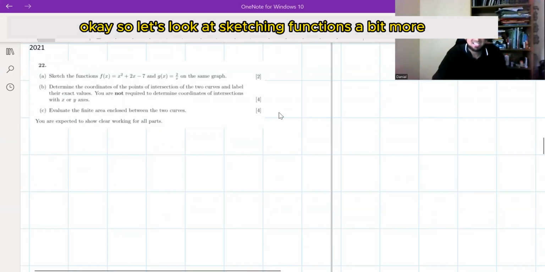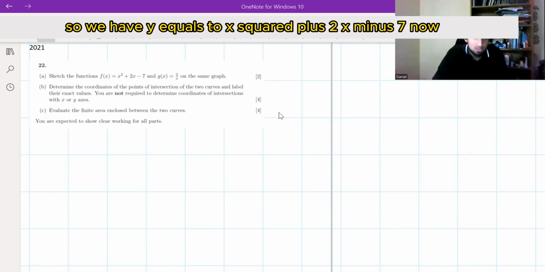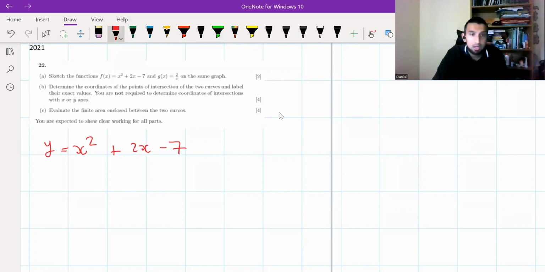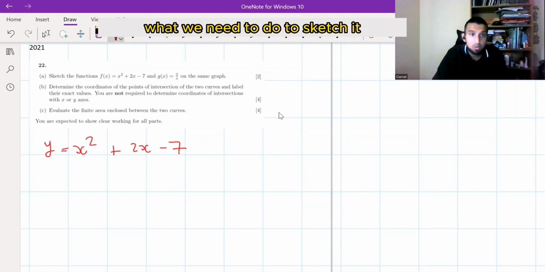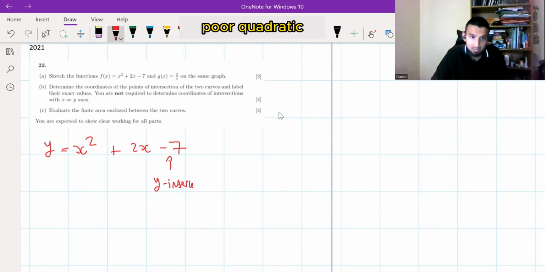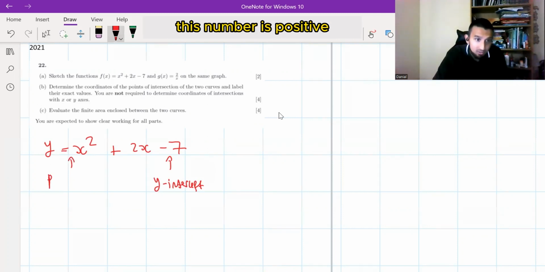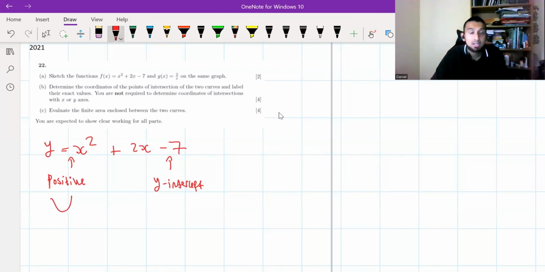Okay, so let's look at sketching functions a bit more. So this is x squared plus 2x minus 7. So we have y equals x squared plus 2x minus 7. Now what we need to do to sketch it is note that this is the y-intercept, because for a quadratic, the bit without the x is always the y-intercept. This number is positive, so it's a positive quadratic, which makes it a happy face.